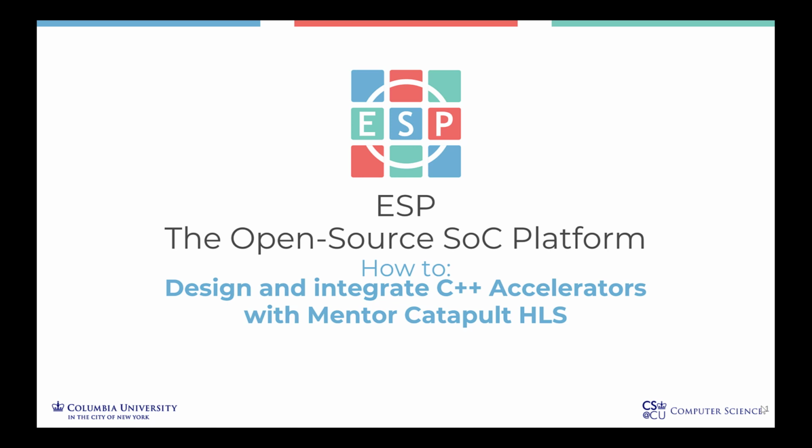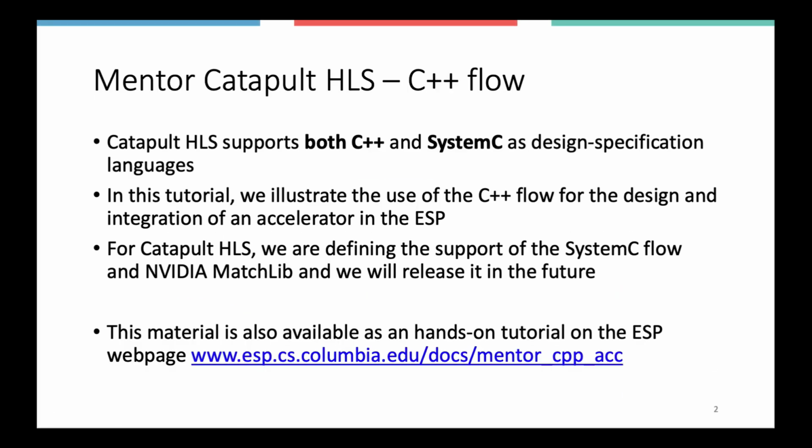Welcome to the tutorial on Mentor, Siemens, Catapult HLS and ESP, an open source platform for agile system-on-chip development. In the tutorial, I will illustrate how to design an accelerator with the C++ flow of Catapult HLS. Please note that Catapult HLS supports both C++ and SystemC as design specification languages. In the tutorial, I will describe some of the aspects of a C++ synthesis flow.